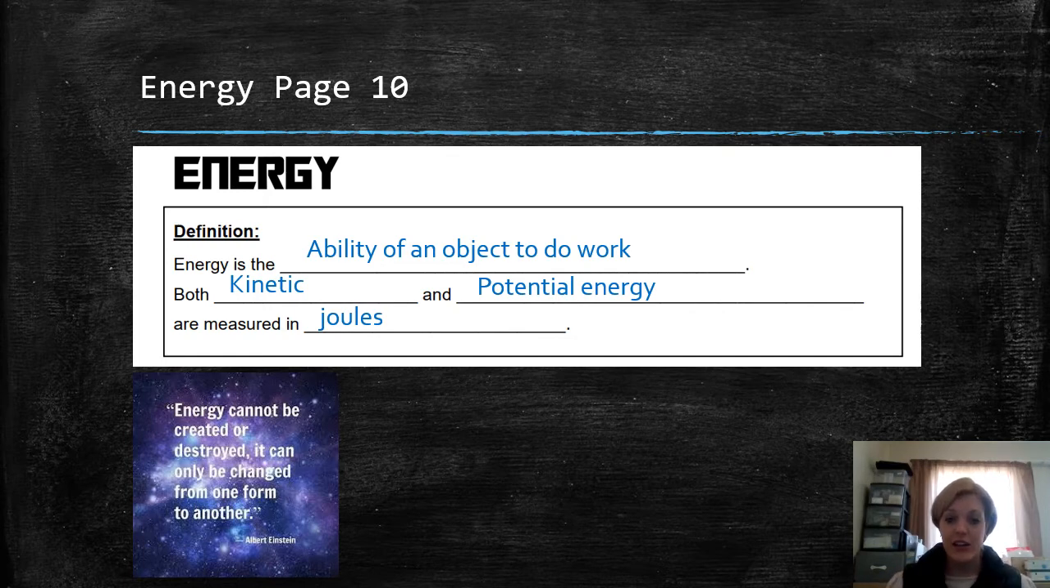Both kinetic and potential energy are measured in joules, and as well as work done is measured in joules. And at the bottom of the slide, I've written down that energy cannot be created or destroyed. It can only be changed from one form to another. This is the law of conservation of energy, and you will need to know this. And we cover this later on in your book, and you need to write it in your book. For now, just fill in the definition, and then we'll carry on to the next section.